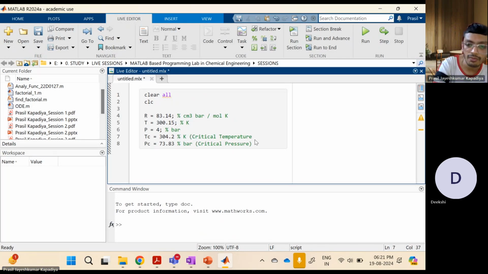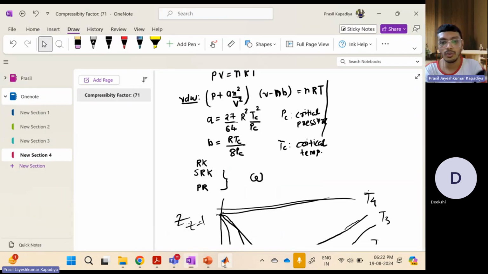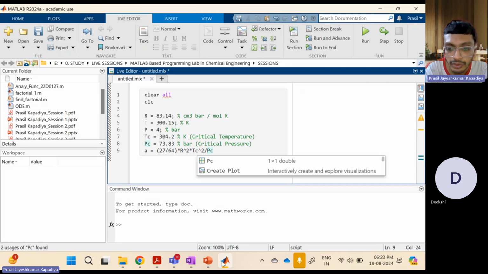So now what do I need to find? I need to find these two quantities A and B. A is given by A is equal to 27 divided by 64 into R square TC square by PC. I can write R into R, or I can write R raised to 2, whatever is fine for you. And I will put one semicolon at the end.